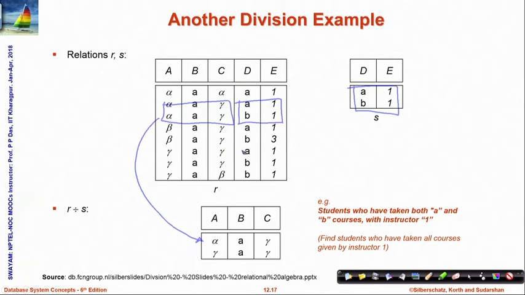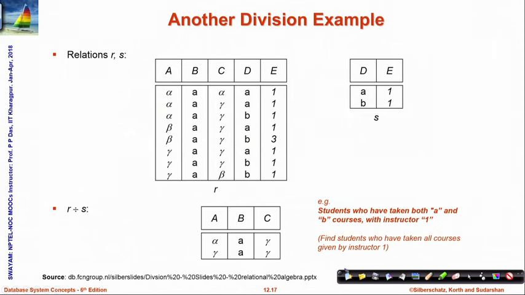If I look in here, this tuple will go into the result. But if I consider this tuple beta A gamma, which has A 1 over D E, but beta A gamma does not have B 1, it has B 3. So, it will not go into the result.